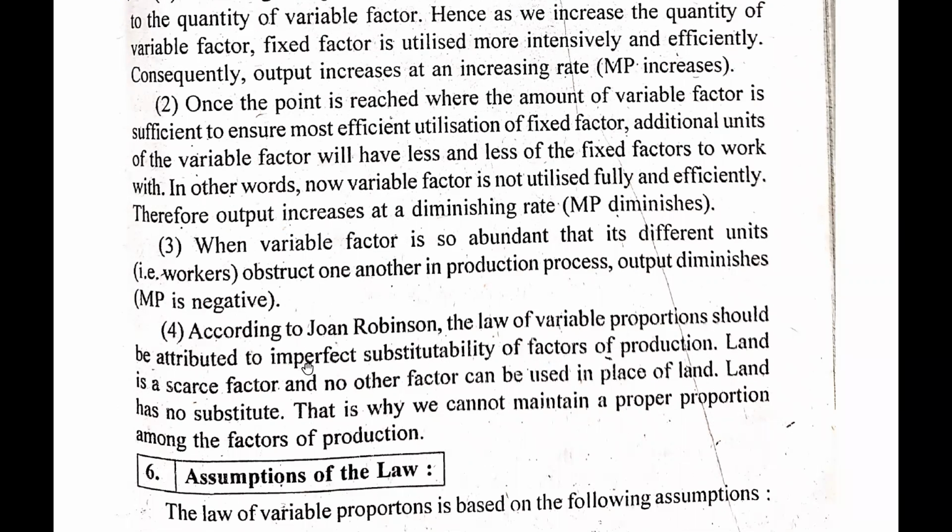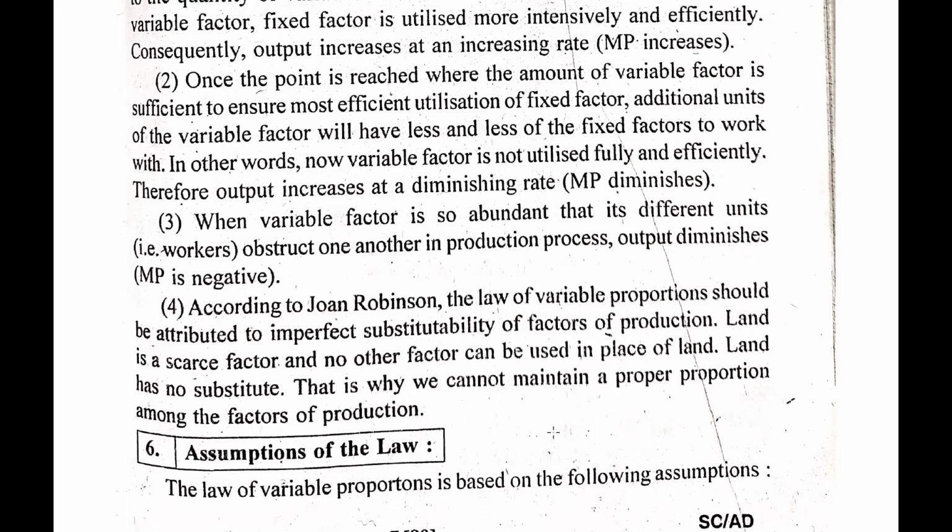Now, according to Joan Robinson, the law of variable proportions should be attributed to imperfect substitutability of factors of production. Land is a scarce factor and no other factor can be used in place of land. Land has no substitute. That is why we cannot maintain a proper proportion among the factors of production.